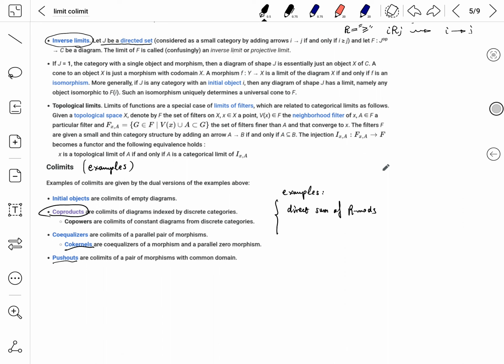Direction is the same as bigger equal, but then our diagram is defined to be a covariant functor from g up to C, the same as a contravariant functor from j to C. And so this will tell us that we have a map from F_j to F_i. And so a cone would be an object of C with maps such that the diagram commutes.